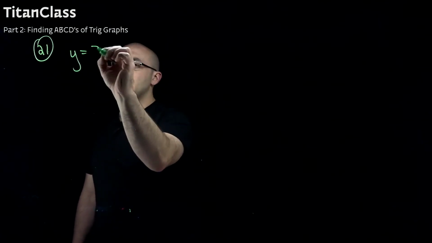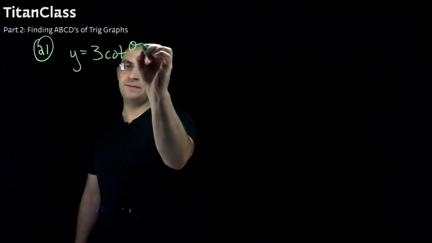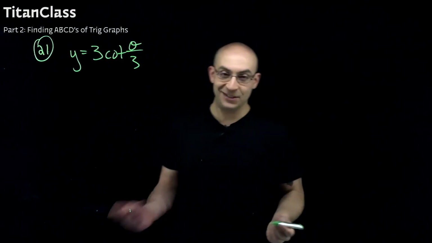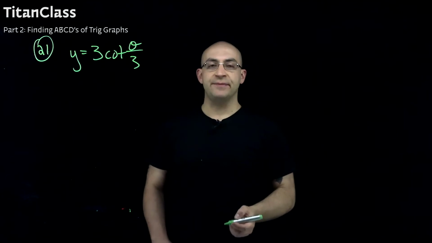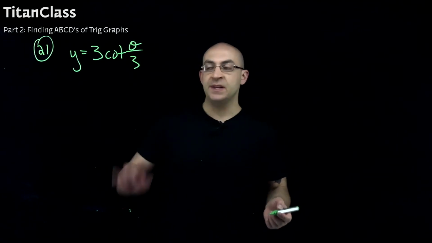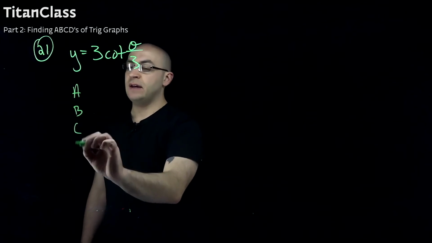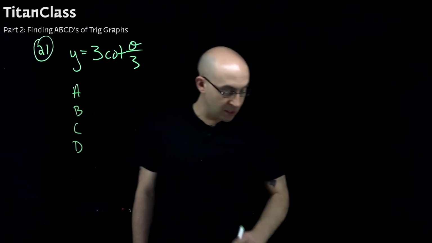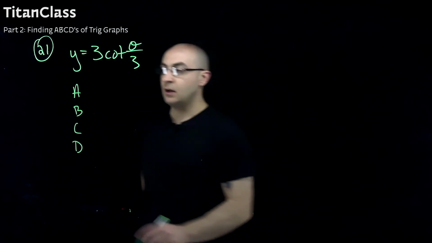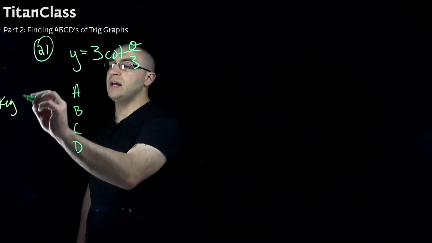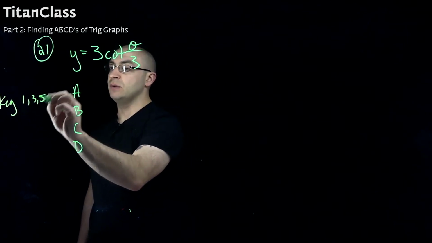Y equals, and it's kind of similar, but it'll be helpful because it is similar. I didn't make it that way, it just was luck. So we have a cotangent function, 3 cotangent theta over 3. Again, we're going to find the ABCDs, and just like tangent, the A value or amplitude is not super important. But when it comes to cotangent, again, our key points are going to be at 1, 3, and 5 only. There is no 2 and 4.